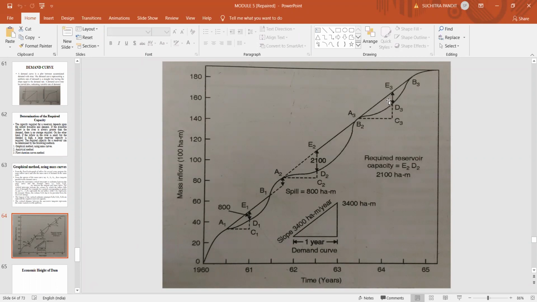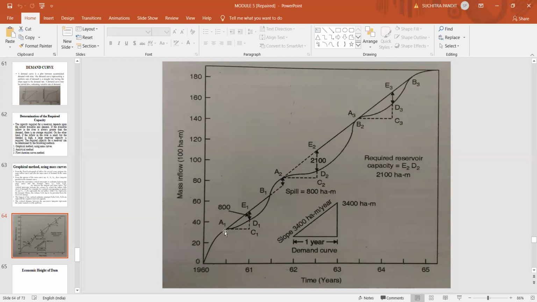Now, you have a mass curve here. The mass curve is cumulative inflow versus time in years. It is always a rising curve like this. Once you draw the mass curve, you have to draw the demand curve to the same scale. Here, for a particular year, you have a demand of about 3,400 hectare meter. This is a straight line plot because you have a constant demand. So on the same graph, you draw the mass inflow curve and also the demand curve.